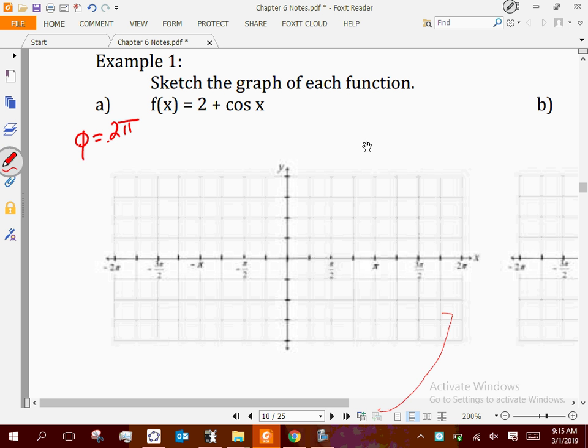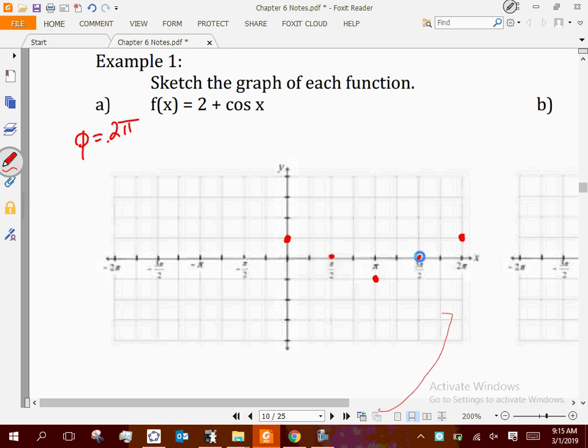So cosine has an ordered pair of 0, 1. It has an ordered pair of 2 pi, 1, right? The most efficient way of graphing these is to graph the starting point and then the ending point of one period. Then for the cosine, when you go halfway, you're going to be at -1. So halfway in that interval, we're at -1. And now what do I do halfway between each of those two intervals?